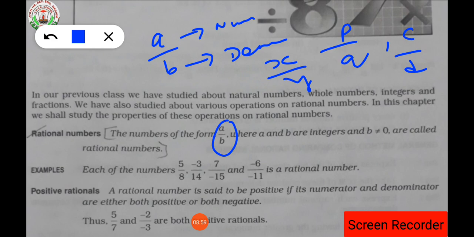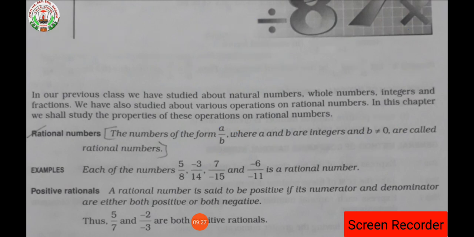So, to be a rational number, it follows two conditions. The first condition is that a is the numerator and b is the denominator, so both numerator and denominator should be integers. Integers means positive, negative and neutral numbers, isn't it? And the second condition is that the denominator can never be equal to 0. The denominator will never be 0.